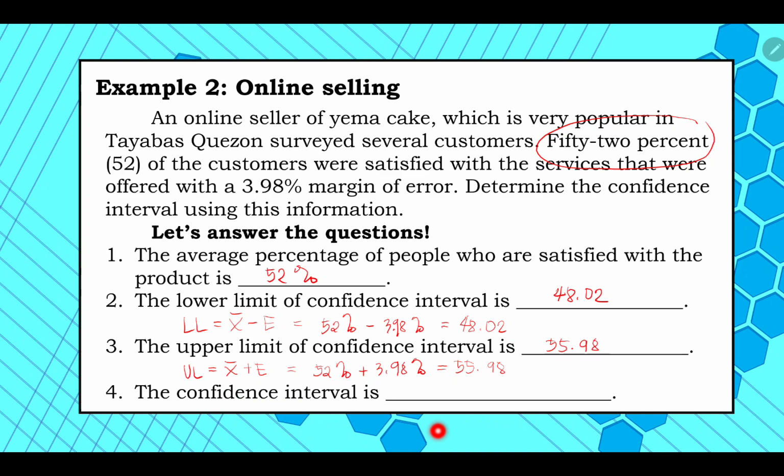Fourth question, the confidence interval is, so since we have our lower limit and the upper limit, we can now state that the confidence interval of the mean is equal to 48.02 up to 55.98.